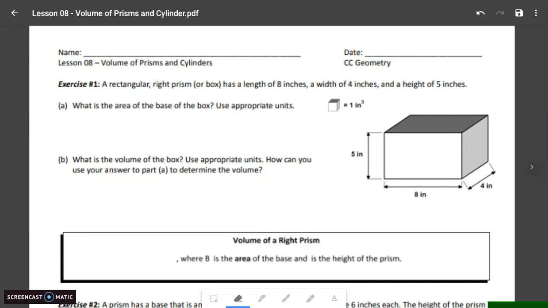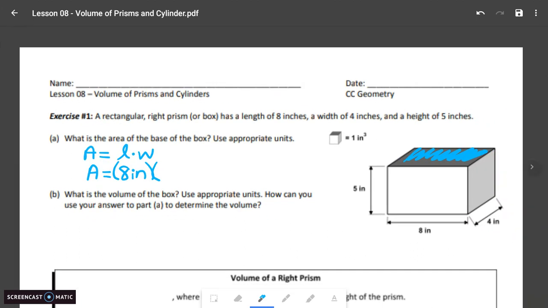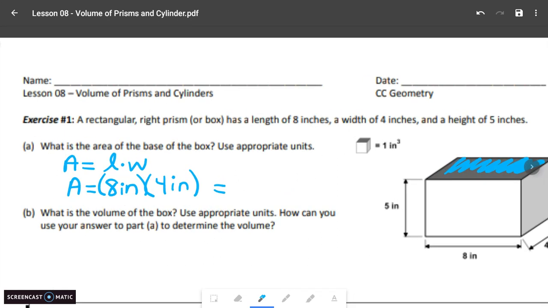We first want to find the area, which is what we did in our previous lesson. So we're looking for this here. So we know the area of a rectangle is base times height or length times width. So whichever you prefer, we can write that out. So in this case, we have 8 inches is the length times 4 inches is my width. Now when I multiply that, we have 8 times 4 is 32.